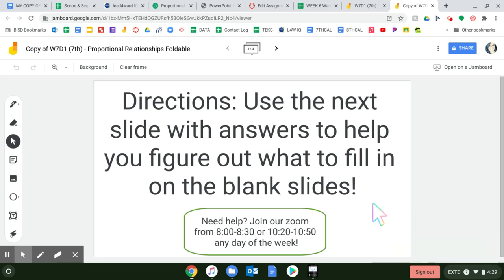So for this assignment, what you're going to do is use the next slide that has some answers to help you figure out what to fill in on the blank slides. If you ever need help, these are our 7th grade Zoom times available every single day of the week. So please don't hesitate to join that or to reach out to me through the Canvas inbox. I do check that probably every 30 minutes to an hour.